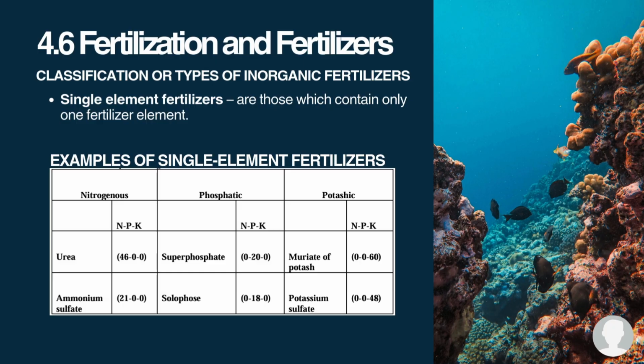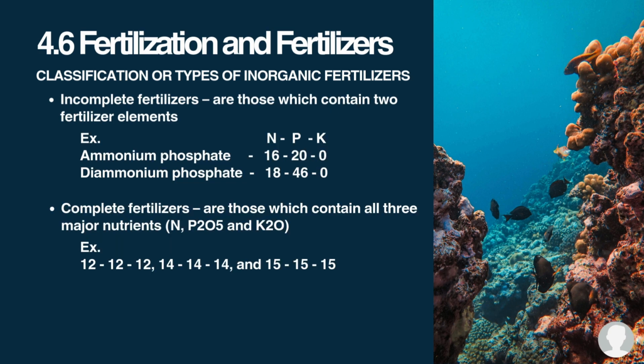And lastly, the potassic fertilizers. We have here the muriate of potash and potassium sulfate, which have 60 and 48 potassium respectively, with no amount of nitrogen and phosphorus.